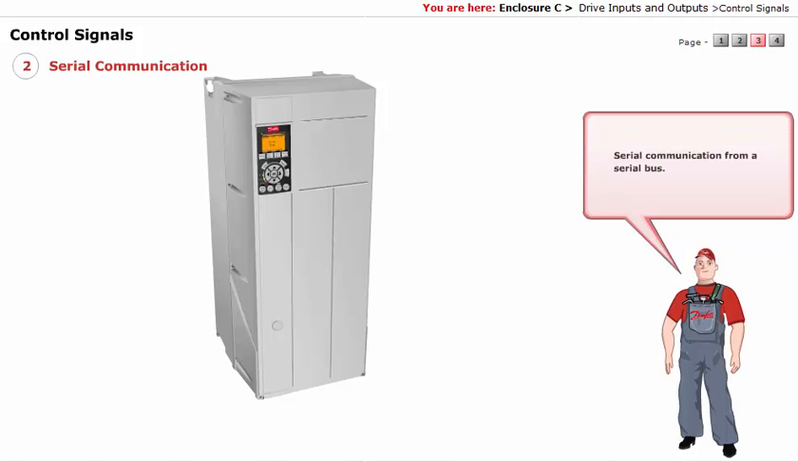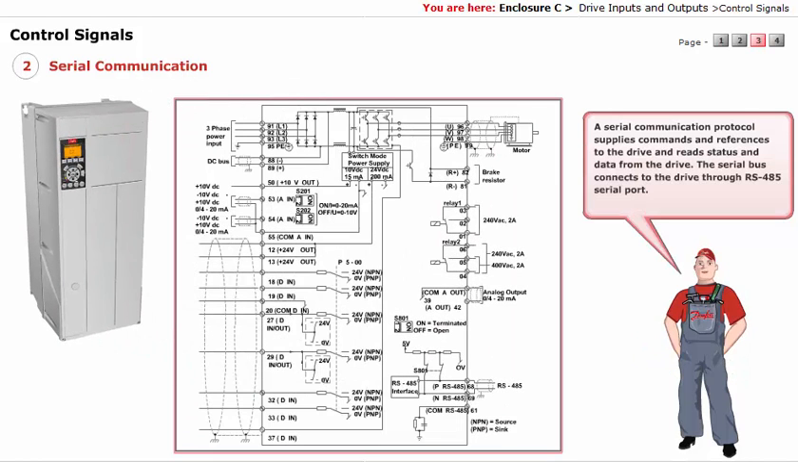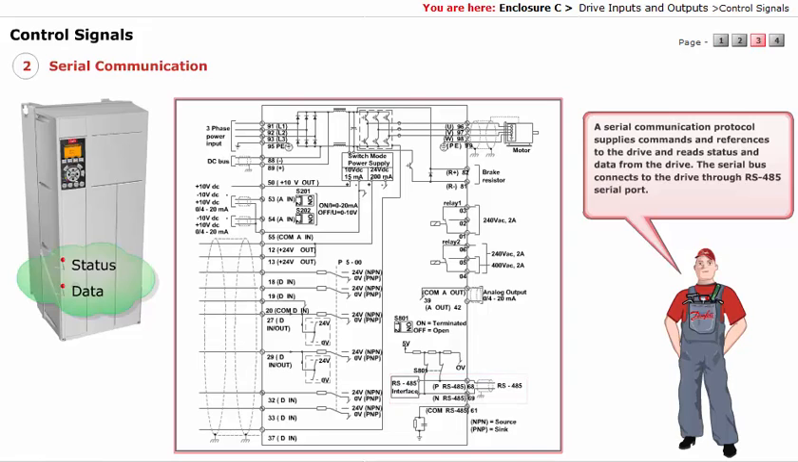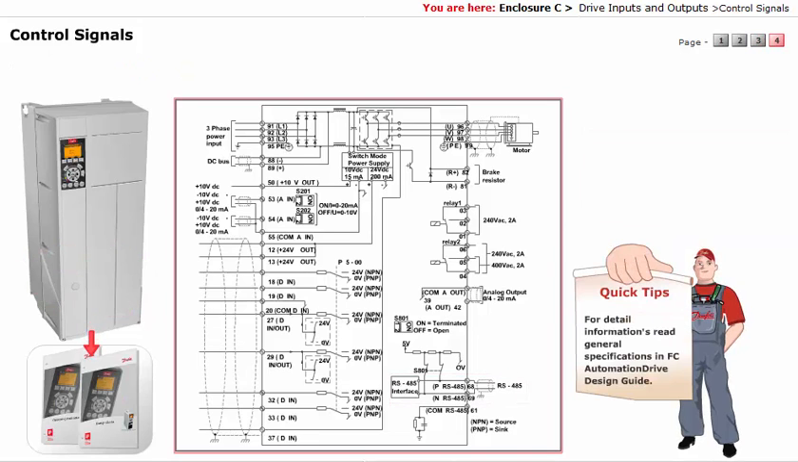2. Serial communication from a serial bus. A serial communication protocol supplies commands and references to the drive, and reads status and data from the drive. The serial bus connects to the drive through the RS485 serial port. For detailed information, read General Specifications in the FC Automation Drive Design Guide.